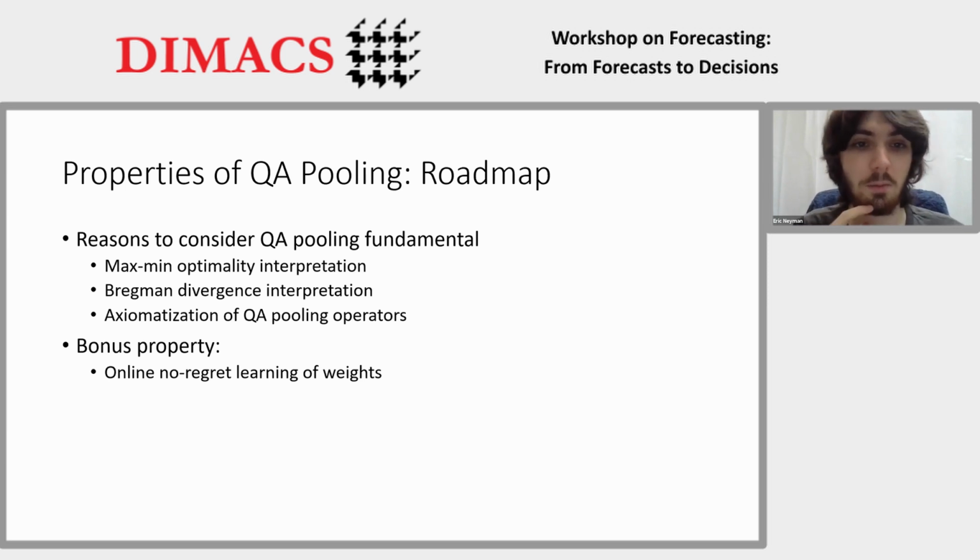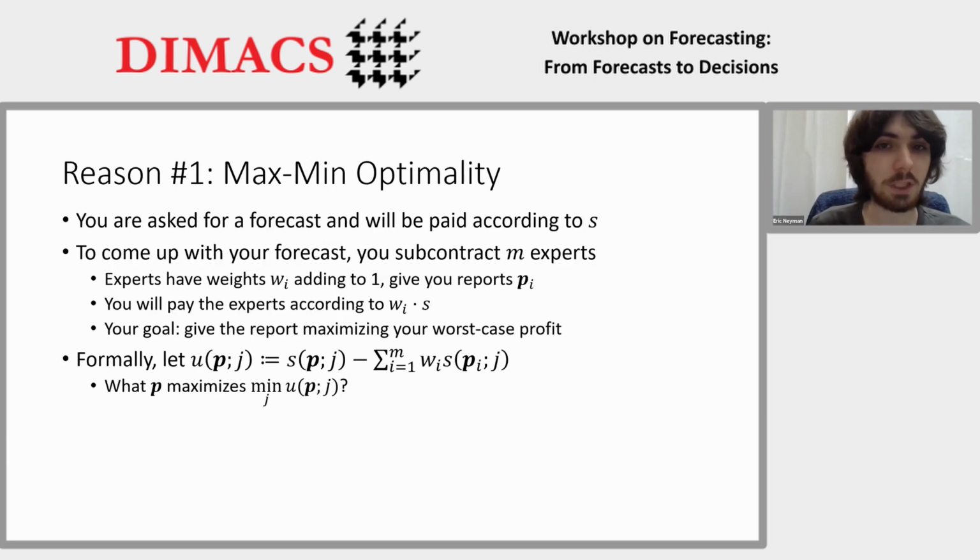And I'll start out this argument by giving you two alternative interpretations of QA pooling. So the first one is in terms of Max-Min optimality. So let's say that you are asked for a forecast and you will be paid according to the scoring rule S. Now you happen to not know anything about the topic. So instead what you do is you subcontract M experts. And maybe you trust the experts different amounts, so you give each expert a weight. And what you're going to do is you're going to reward the experts with that same scoring rule S proportional to their weight. Now your goal is to turn a profit.